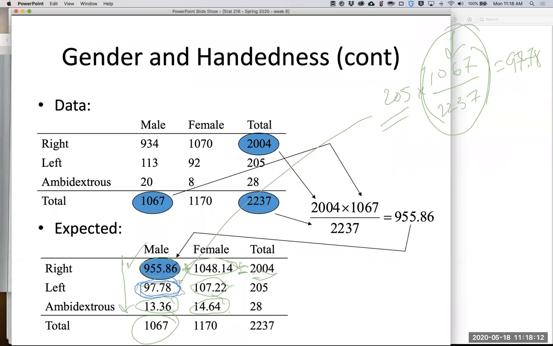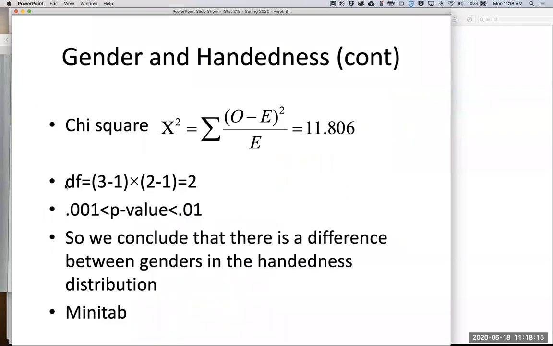Let's go back a page. Degrees of freedom in a contingency table is always the number of rows minus 1 times the number of columns minus 1. I had 3 rows, subtract 1 from it, I get 2, times the number of columns, 2 minus 1, that's 2 times 1, overall 2 degrees of freedom.